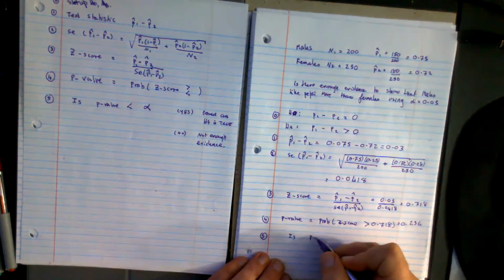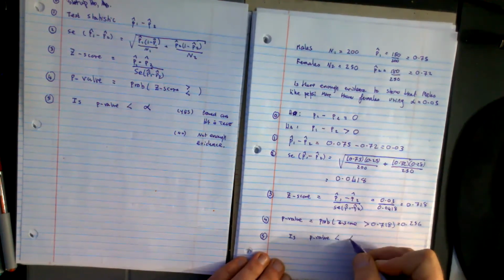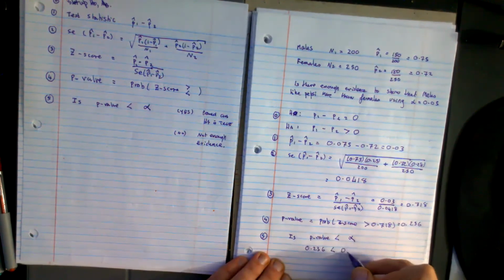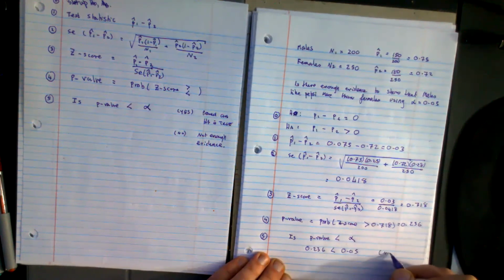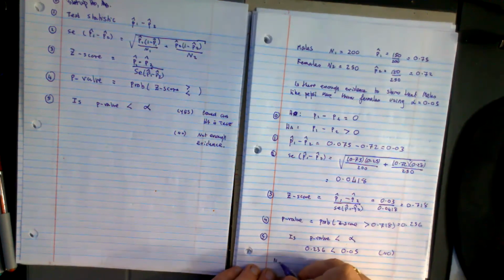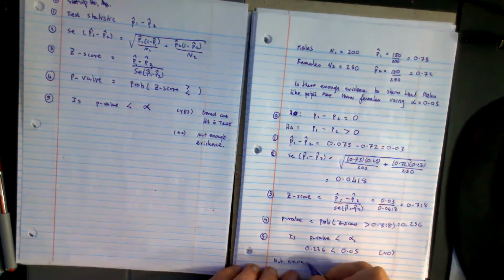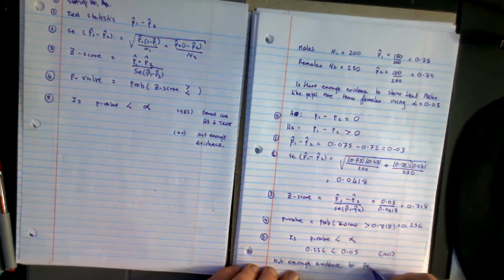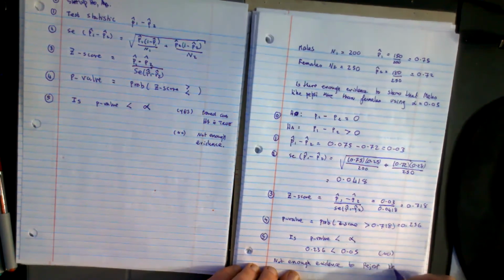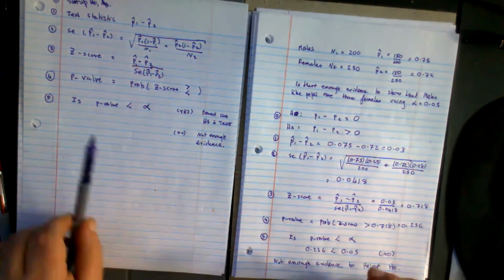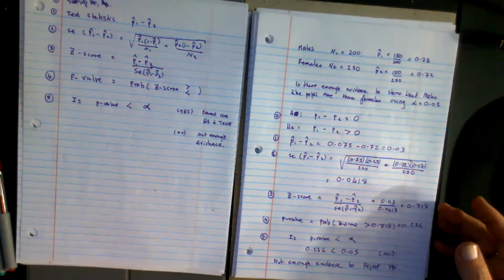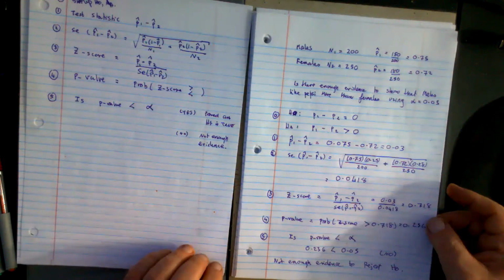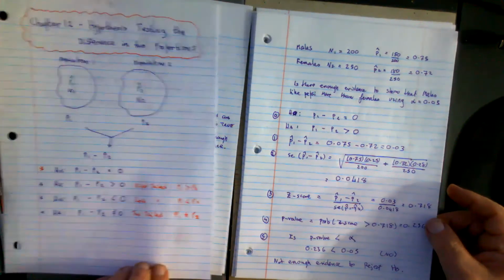Is our p-value less than the significance level? Is our 0.236 less than 0.05? The answer here is no. So the conclusion is not enough evidence to reject the null hypothesis. So in English, you would say there's not enough evidence to show that males like or dislike Coca-Cola more than females. And that's essentially from start to finish the entire process by hand.